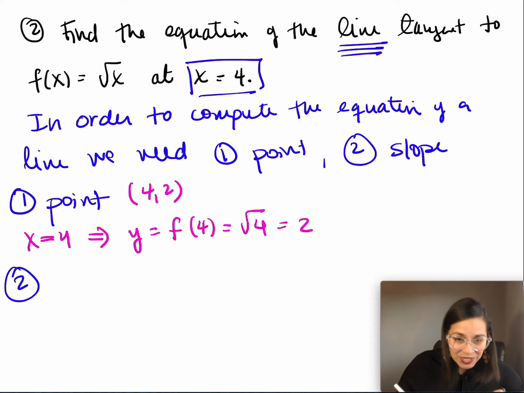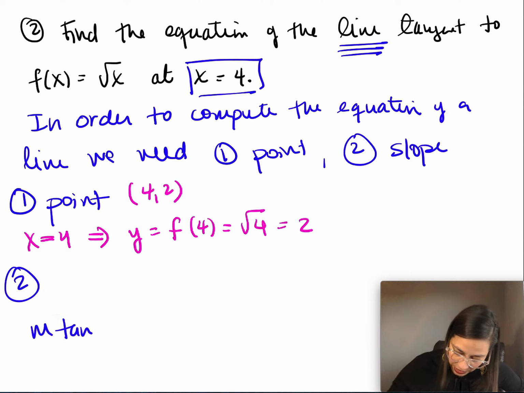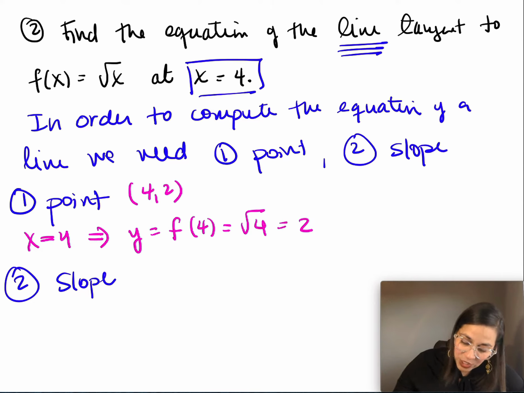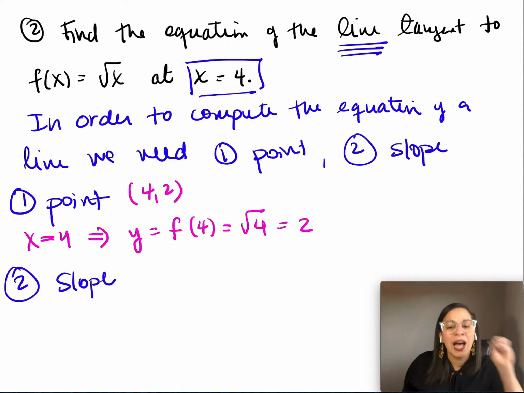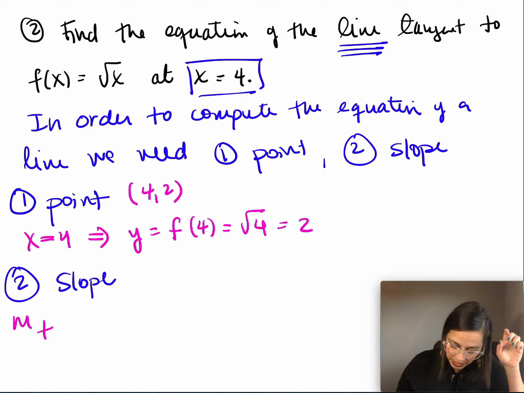But it's the slope of the tangent line. So the slope of the tangent line is just the derivative evaluated. And the slope of the tangent line, by definition, is the derivative of the function evaluated at x equals 4 in this case, okay? So the slope of the tangent line is equal to f prime of 4.